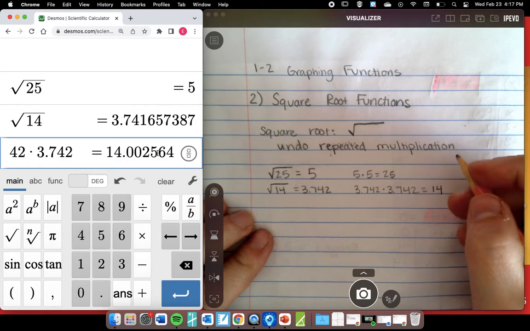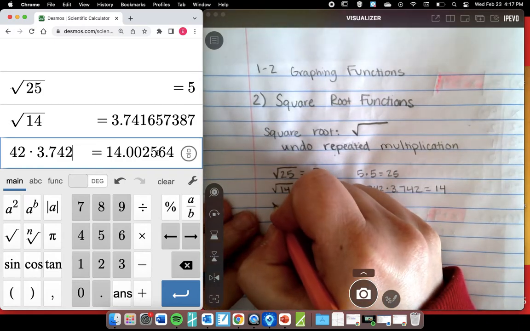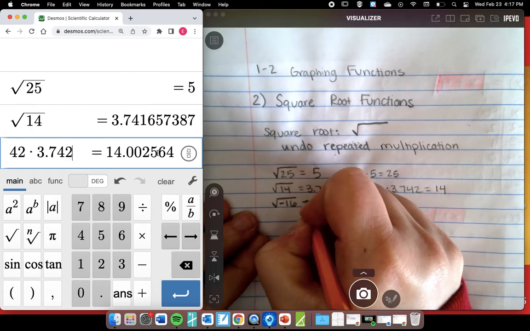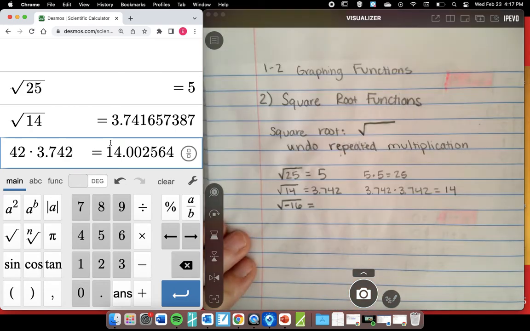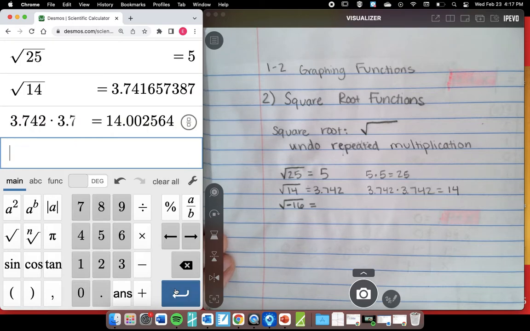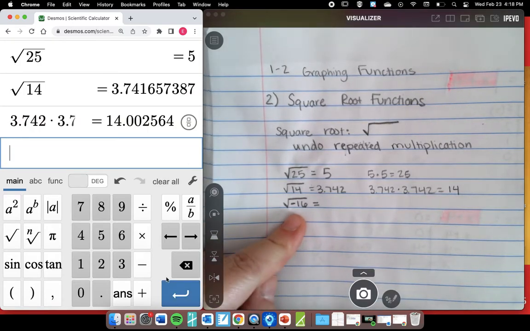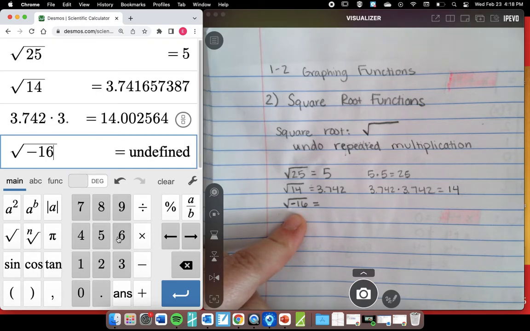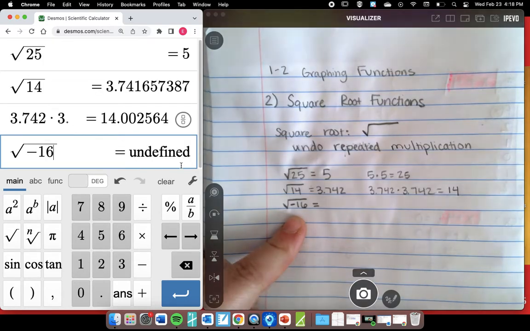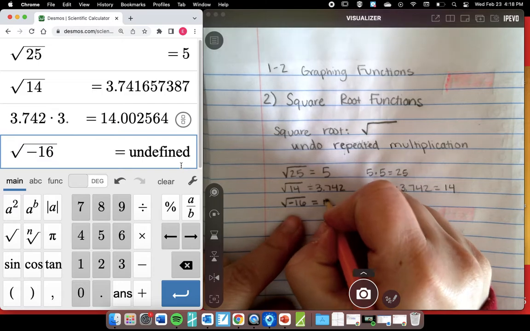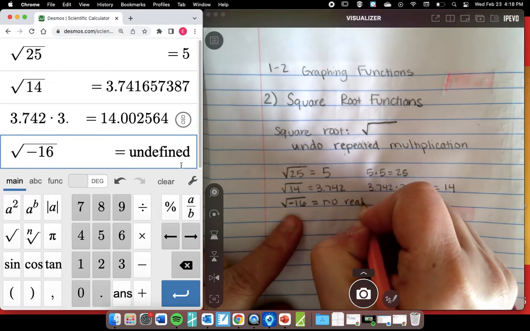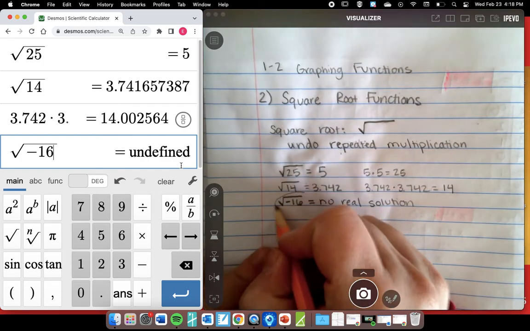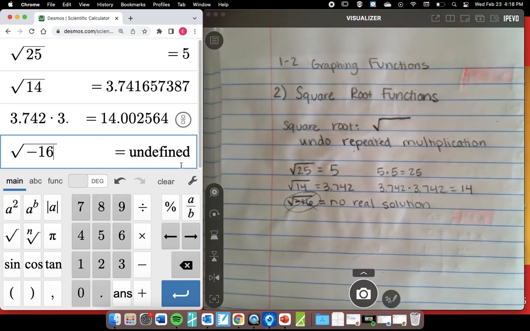A big thing to remember is the square root of a negative, like negative 16. We might see the 16 and think it's 4, but remember 4 times 4 is positive 16, and negative 4 times negative 4 is also positive 16. So if we take the square root of a negative, we get undefined. There are no real solutions. That's going to be important as we work through today.